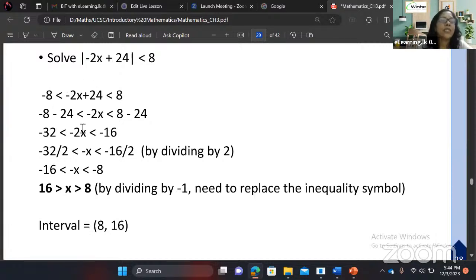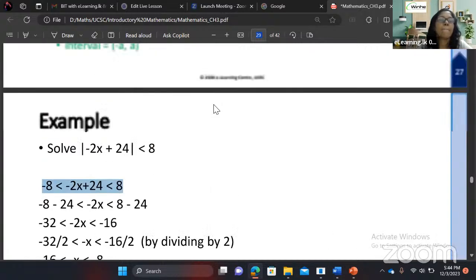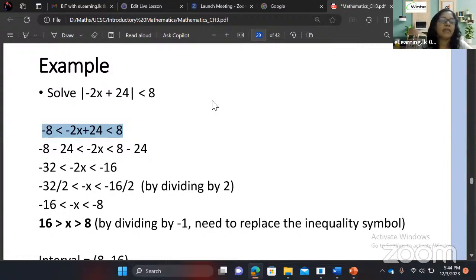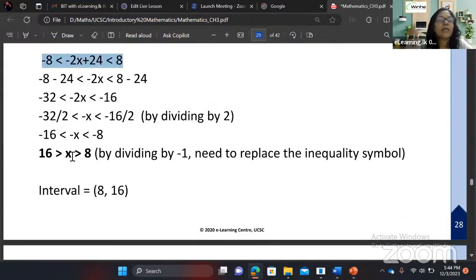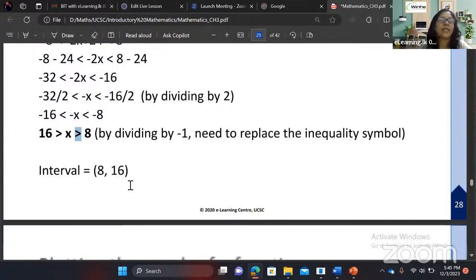You can do the same operation by keeping both sides together, or else you may do it as separate inequalities and do the calculation. Here you can see that the inequality sign does not contain an equal sign. Therefore, the interval is open or closed? The interval is an open interval, right? It is not closed. So you can use brackets to represent that one.